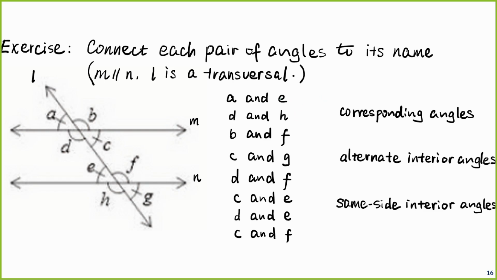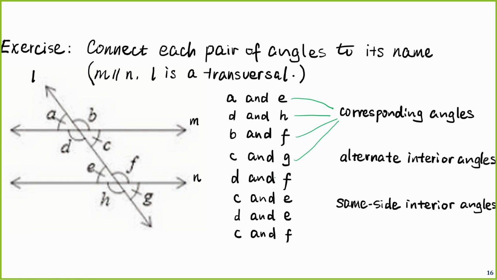Okay, let's do this together. A and E are called corresponding angles, right? D and H. D is here, H is here. Same position, right? So they are also called corresponding angles. B and F are also corresponding angles. And C and G are also corresponding angles, right?